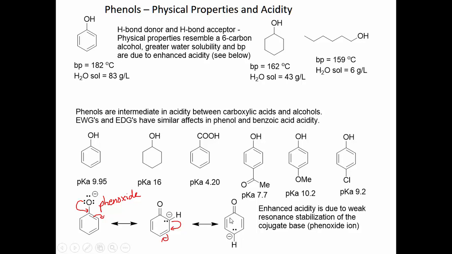Recognize that when we write these resonance structures, we get rid of aromaticity, and because of that, these aren't really all that great resonance structures, but they do show that we're distributing the negative charge somewhere other than completely at the oxygen atom, which would be the case in just a simple alcohol like cyclohexanol.